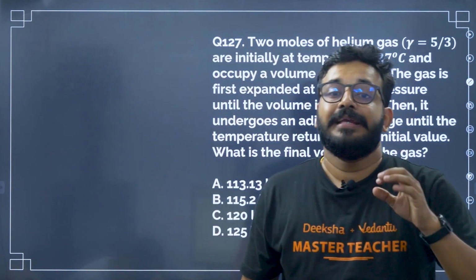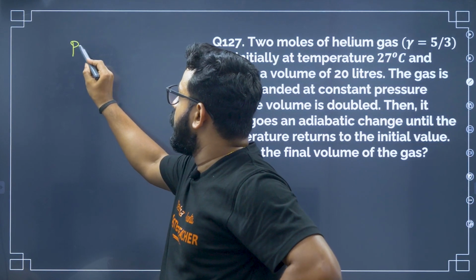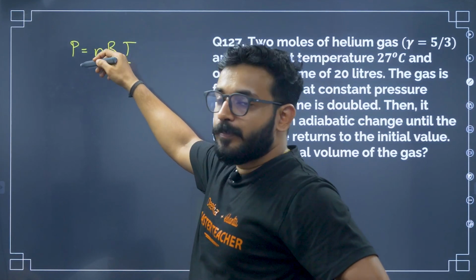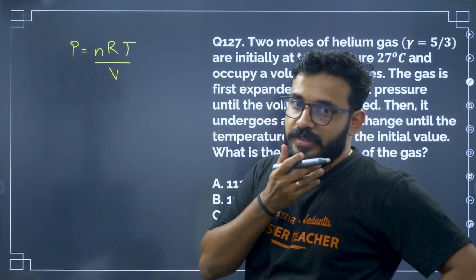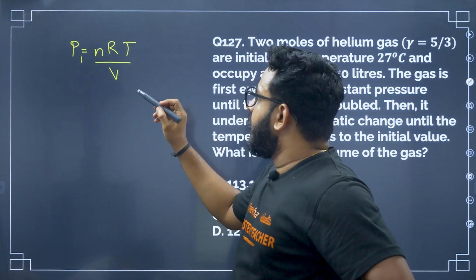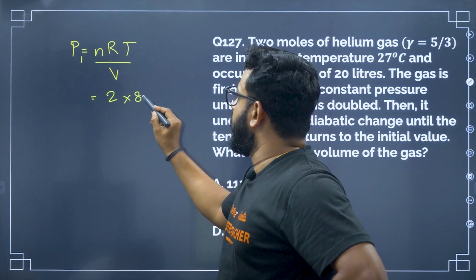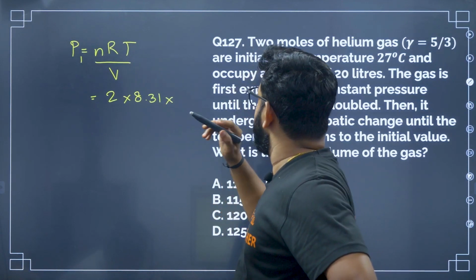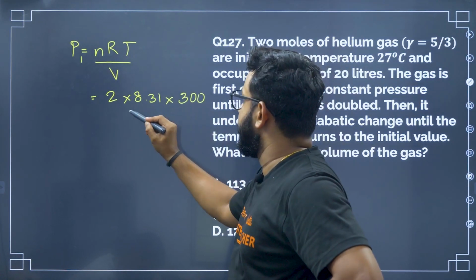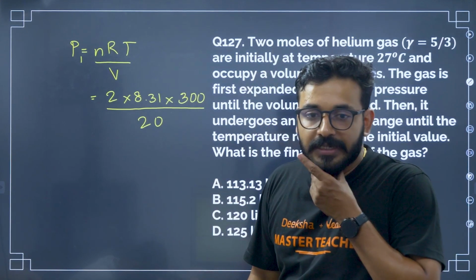Of course, using the ideal gas equation. PV is equal to nRT, so I can write P as nRT by V. This is the first condition, so let me write it as P1. Now substitute all the values. It's 2 moles, R is equal to 8.31, temperature in Kelvin is 300, since 27 degrees Celsius is 300 Kelvin, whole divided by the volume, which is 20 liters.